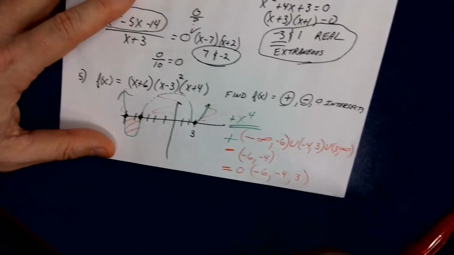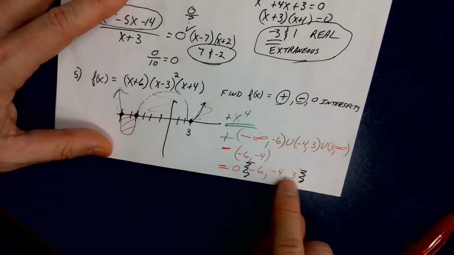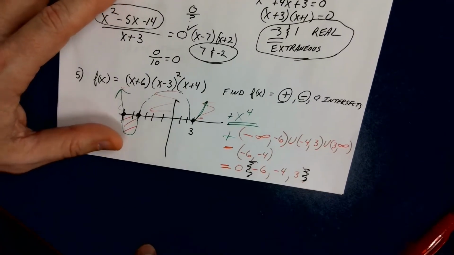Maybe I should scratch those out. It's not really interval notation on that. I don't want you to think it is. Those are my zeros: -6, -4, 3.